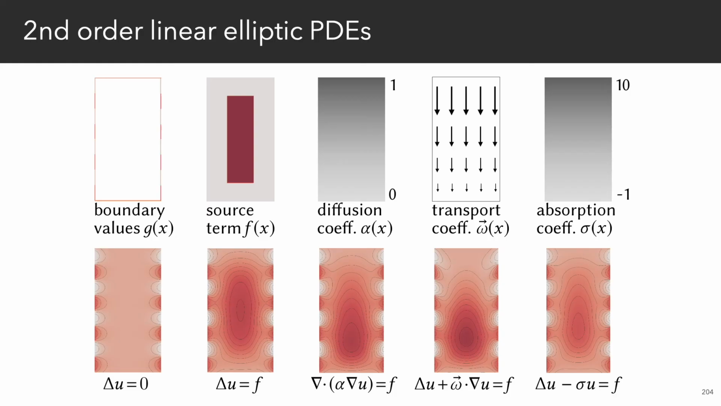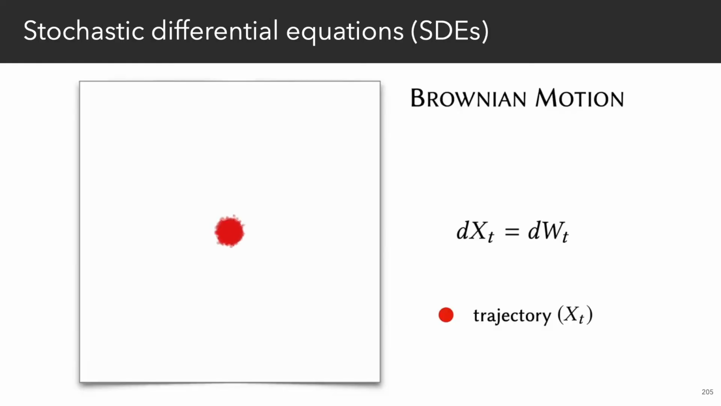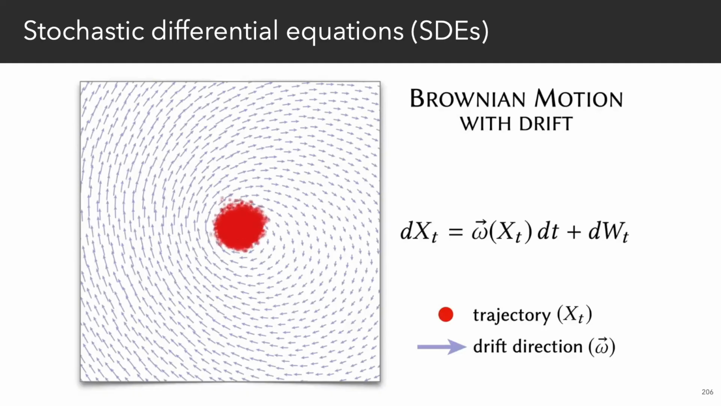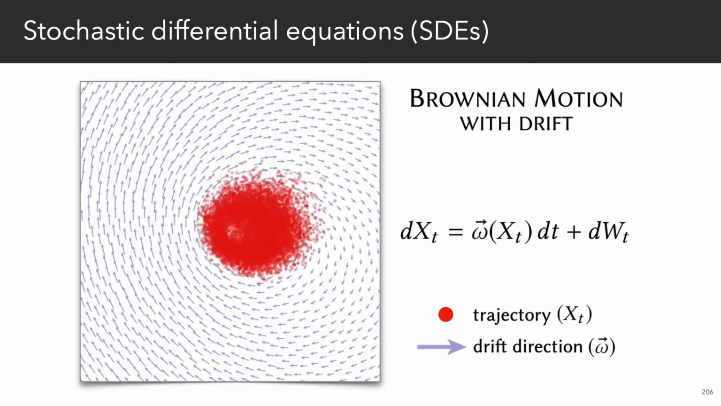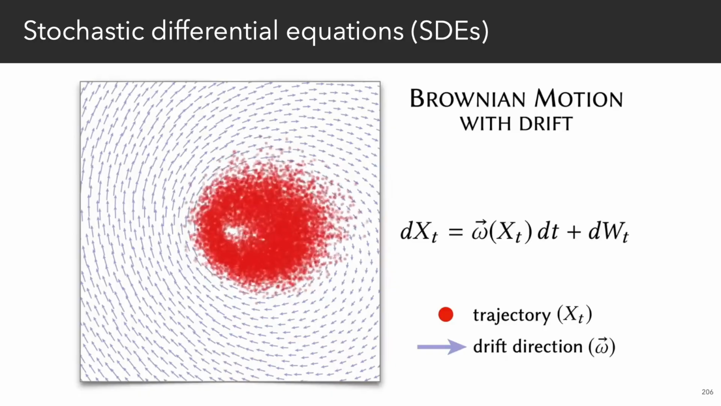Well, for more advanced PDEs, we actually don't have mean value integrals readily available. But we do still have a stochastic representation that uses generalizations of Brownian motion. So we already know that Brownian motion uses independent random increments sampled from a normal distribution. Adding a velocity term, omega dt, to our Brownian motion gives us a diffusion process, which we can think of as either a random walk with drift or as a deterministic particle with noise.